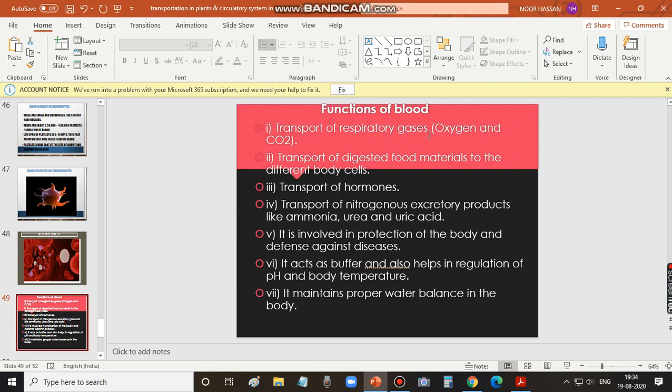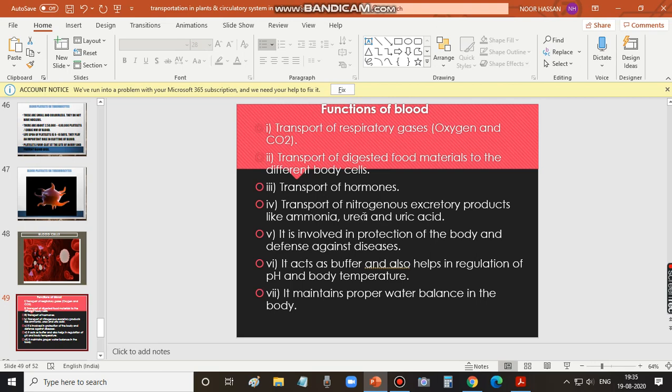Transport of respiratory gases is an important function of blood. The first one is that blood carries respiratory gases, that is oxygen and carbon dioxide. It transports digested food materials to the different body cells. From the digestive tract, the digested food materials are taken to different body cells. Then it helps in transport of hormones. It transports nitrogenous or excretory products like ammonia, urea and uric acid to the excretory organs.